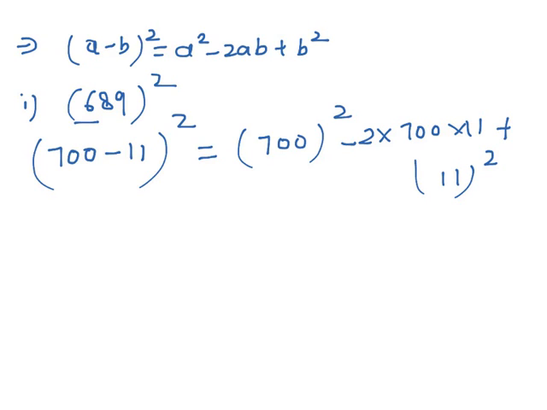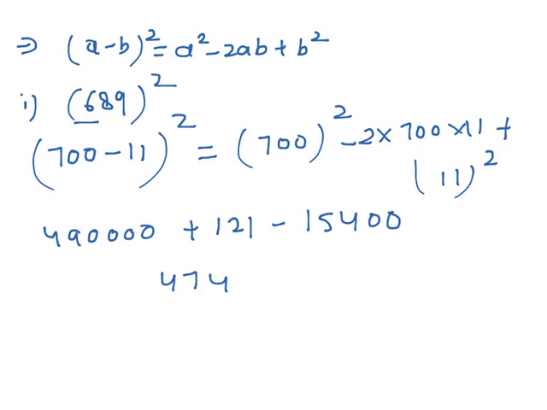So now 700 square will come out as 49, and at the end we will have 4 zeros. Then 11 square will give us 121, and this one will give us 2 times 11 is 22, 22 times 7 is 154 and 2 zeros at the end. Now we will calculate this. So we will get 472,521. By using the formulas, you can see our calculation becomes much easier.